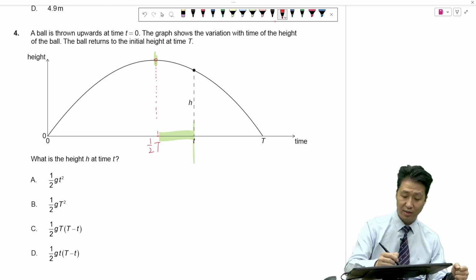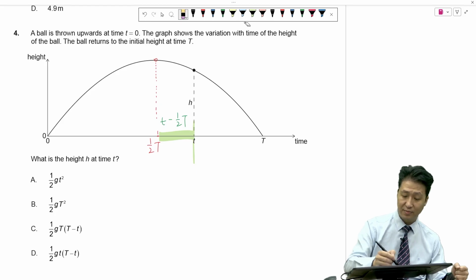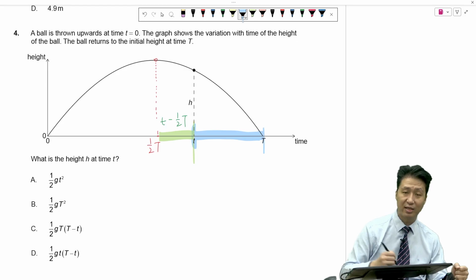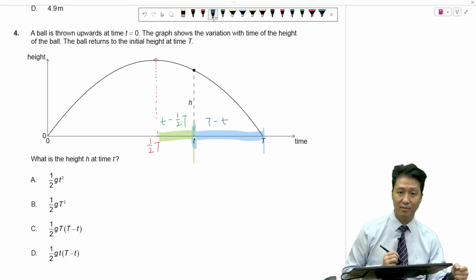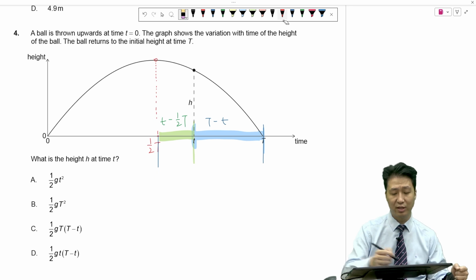So it would be this lowercase t minus this amount of time here, 1/2 uppercase T. Next, you have to know how long it takes to get from this point here all the way back down to 0, which is capital T. So that would be uppercase T minus lowercase t. And last thing, of course, the time between here, the maximum height, and going down, it's also 1/2 uppercase T.